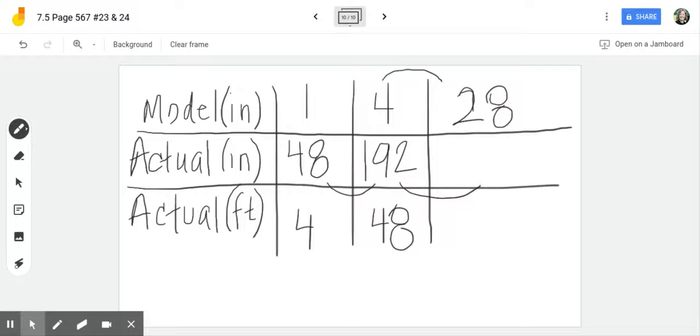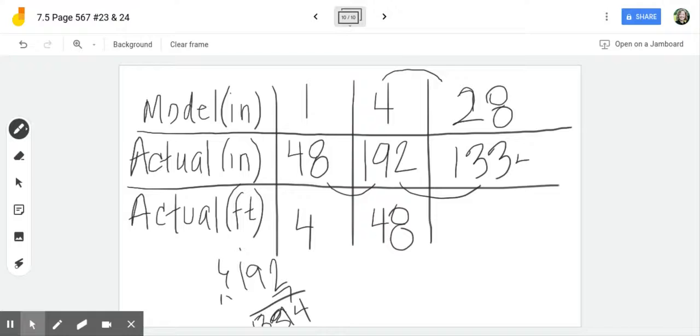So if I take 192 times 7, right, I'm going to get... no, wait, something happened here. 9 times 7 is 63. 1,334 inches. I'm going to divide that by 4, and I get 336. I did this on another piece of paper just to save time.